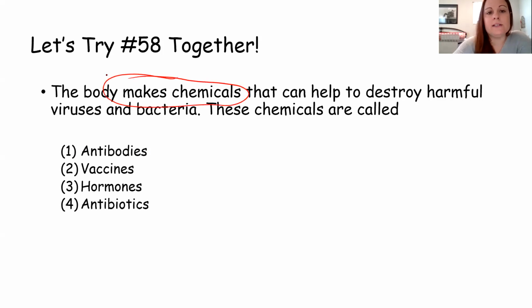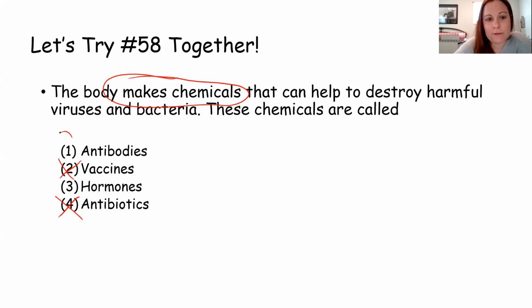The key here is that it's a chemical made by the body. So one that I can get rid of right away is antibiotics. Those are not made by the body. Vaccines are also not made by the body, although they both have their role in immune system defenses. So if I look at the 2 chemicals that are made by the body, antibodies and hormones, one that would help destroy pathogens would be 1, antibodies.